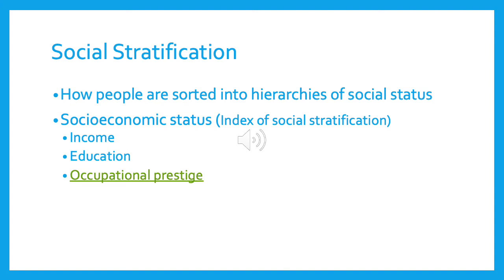So you can see that occupational prestige is just how honorable or how worthy do most Americans think what you do for a living is. So we combine all of these measures, income, education, and occupational prestige, into an index that we call socioeconomic status. And this idea of socioeconomic status is what we're going to be talking about when we talk about class for the rest of this lecture.